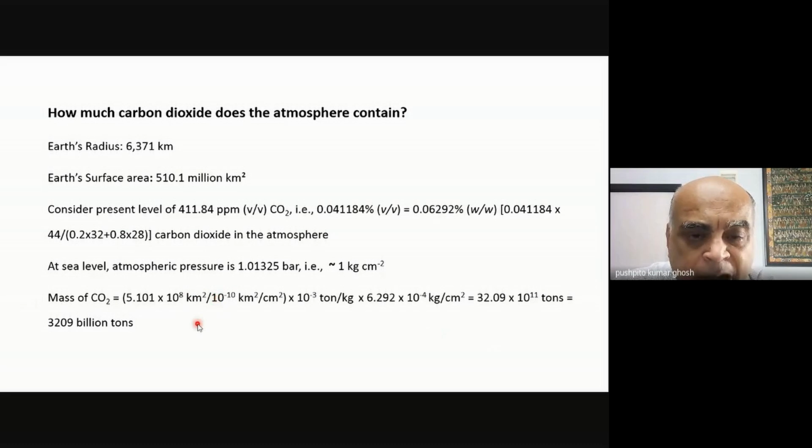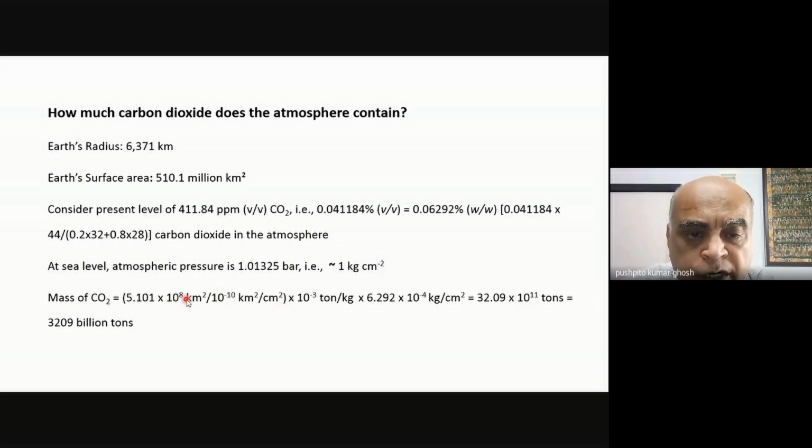Because this term is expressed as centimeter squared, 1 kilometer squared is equal to, what is a kilometer? It's equal to 10 to the power 5 centimeters: 100 centimeters to a meter and 1000 meters to a kilometer. So 10 to the power 5 into 10 to the power 5 gives 10 to the power 10. So it will be 10 to the power minus 10 kilometers squared per centimeter squared.